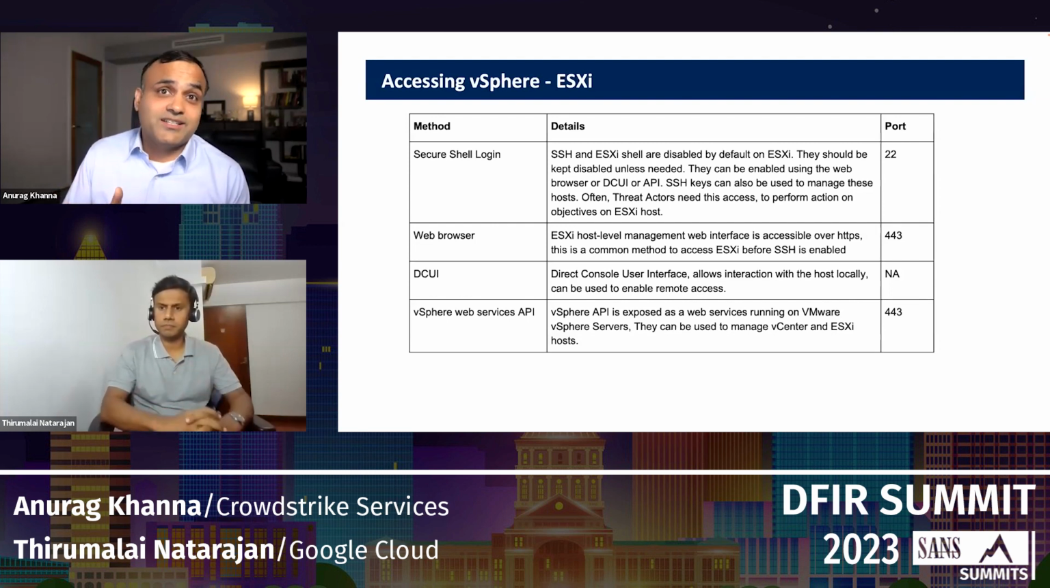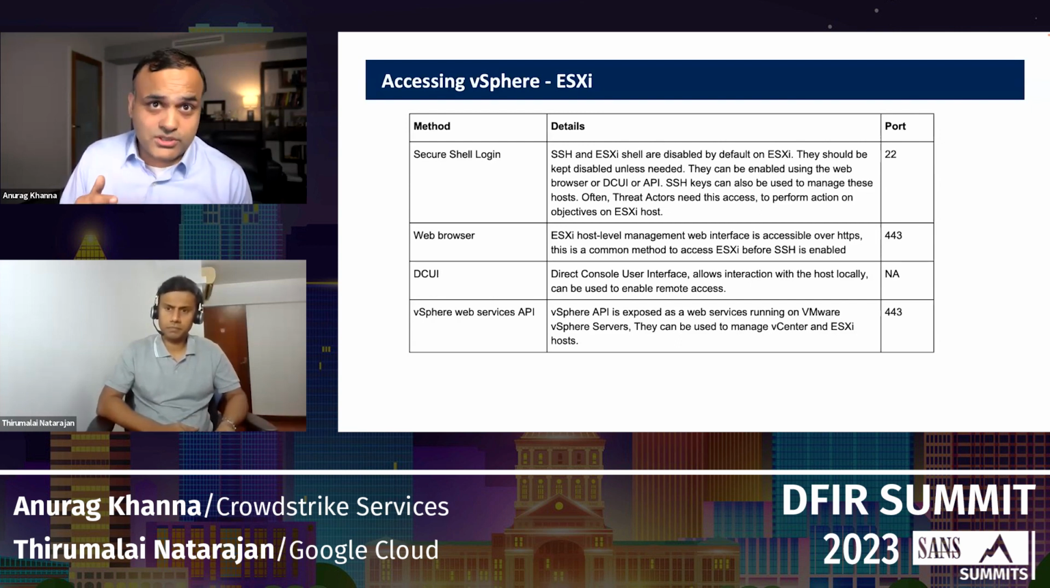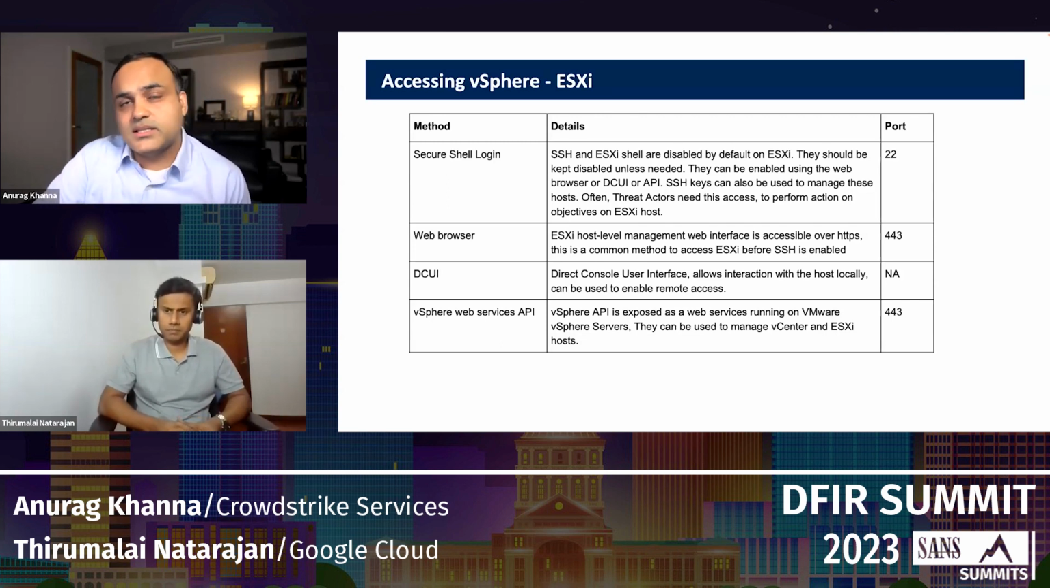One common way threat actors love to access these, and how defenders also sometimes access these, is secure shell login, SSH. SSH is not enabled by default, but often defenders and system administrators enable it because they want to use it, and threat actors enable it because they want to access these hypervisors over SSH to deploy encryptors. Web browsers are often how these are connected to. There is a direct control user interface, and then there is an API, which is again used by defenders, system administrators, and also used by threat actors.